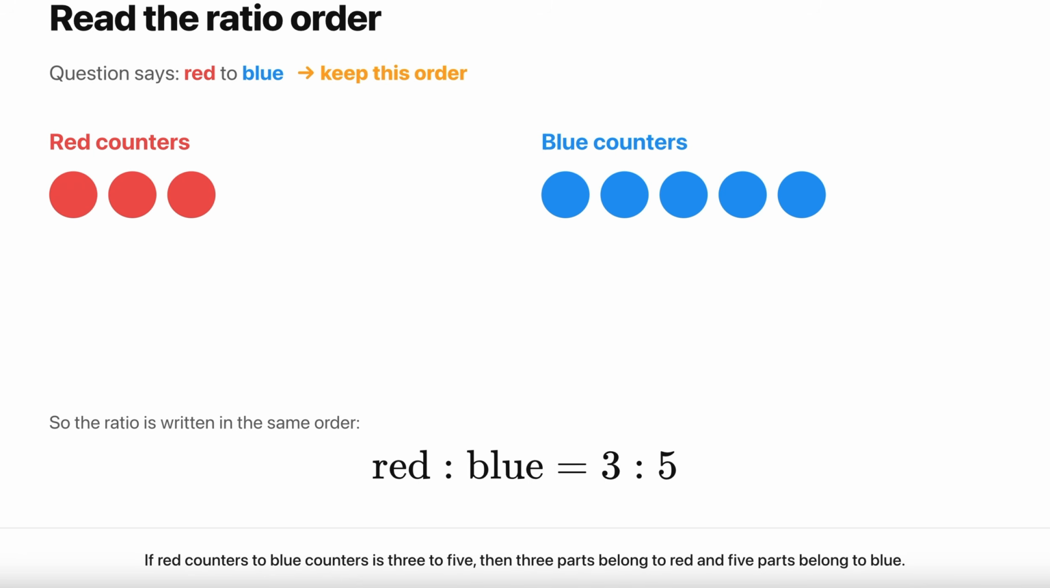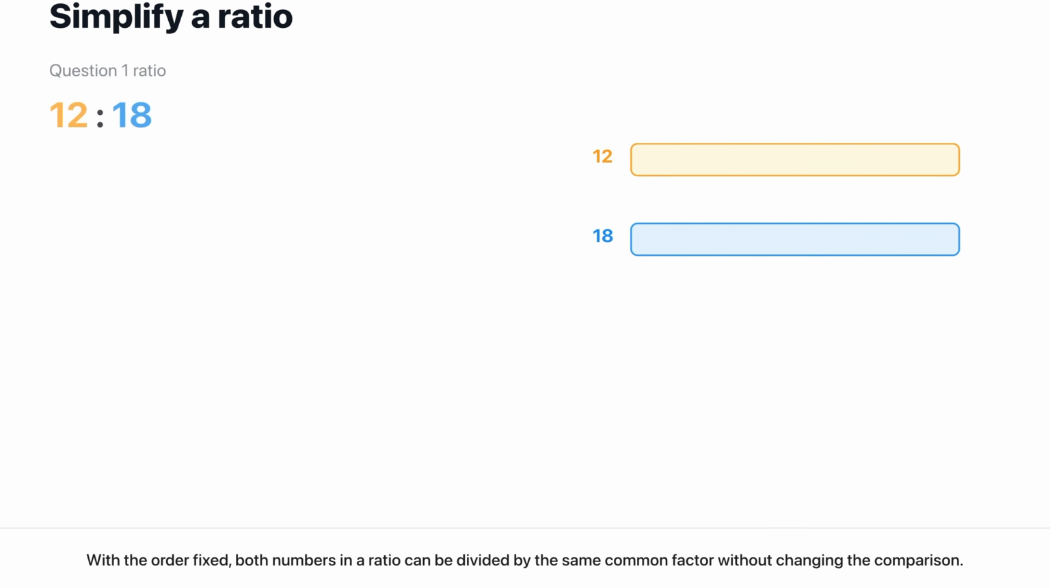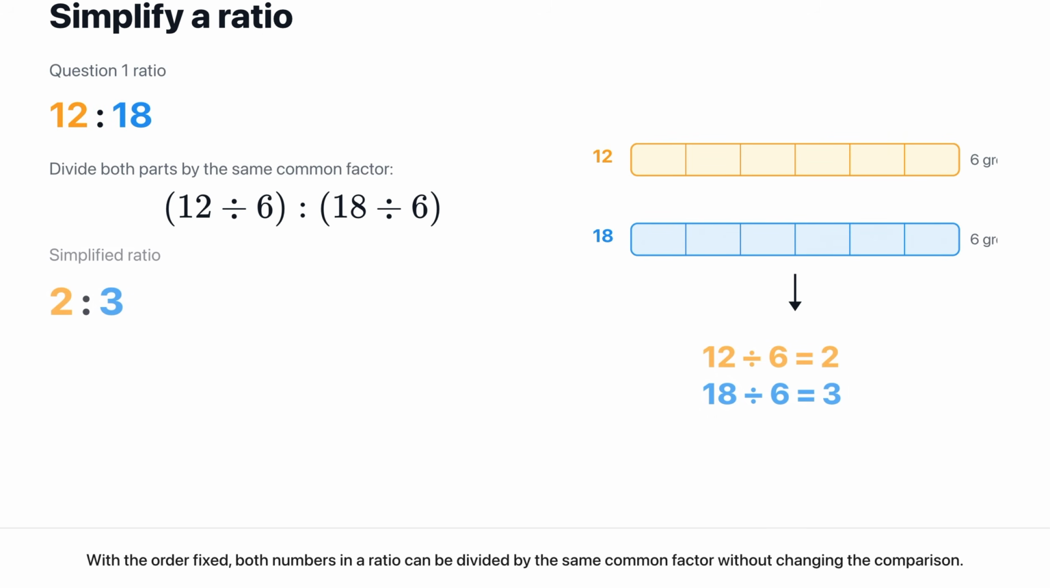Red counters to blue counters is 3 to 5, then 3 parts belong to red and 5 parts belong to blue. With the order fixed, both numbers in a ratio can be divided by the same common factor without changing the comparison. For question 1, 12 to 18 becomes 2 to 3.